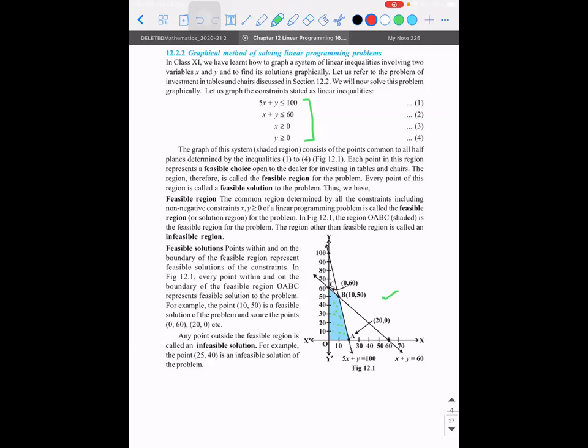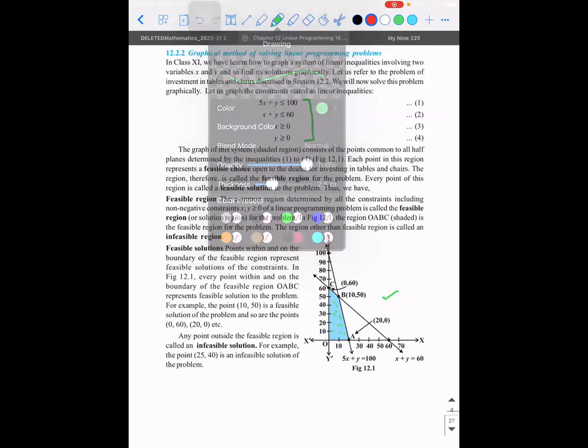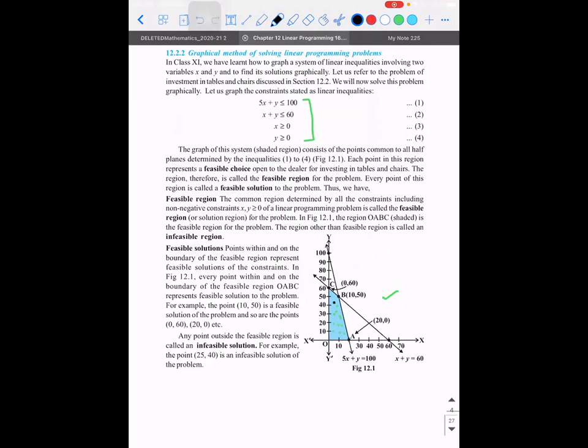So this graph is related to a problem where a furniture dealer is trying to deal with the tables and chairs to make maximum profit. So it is like this. Try to understand. Each dot will give me an ordered pair. For example, if I take this dot, then what will be the coordinate of this point? It is 10, 10. What is the meaning of 10, 10 in this problem? 10 tables, 10 chairs. Yes.